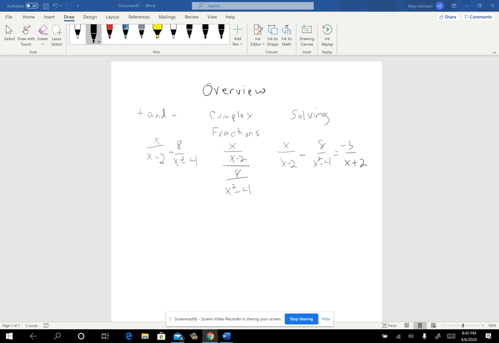Okay, let me do a quick video giving you an overview of these three parts of what we're looking at with rational expressions. Let's look at adding and subtracting, complex fractions, and solving.